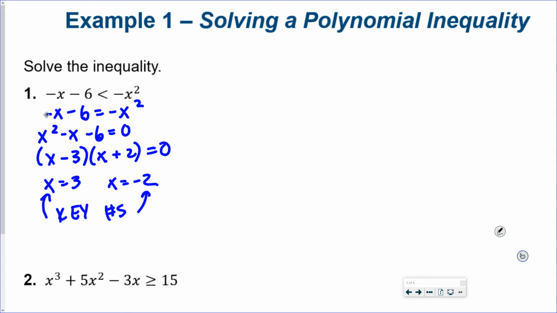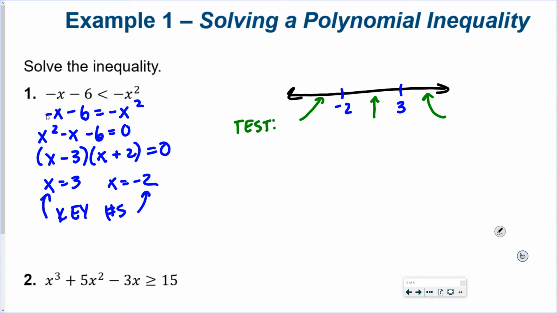So we draw our number line. I have key numbers of negative 2 and 3. And I'm just going to test numbers at each interval of this horizontal number line. Now you can test any number smaller than negative 2 that you want to, any number to the left of negative 2. You could do negative 10 if you wanted to. I usually keep it pretty small because I like to work with smaller numbers. I tested negative 3. Now you plug it into the original inequality.